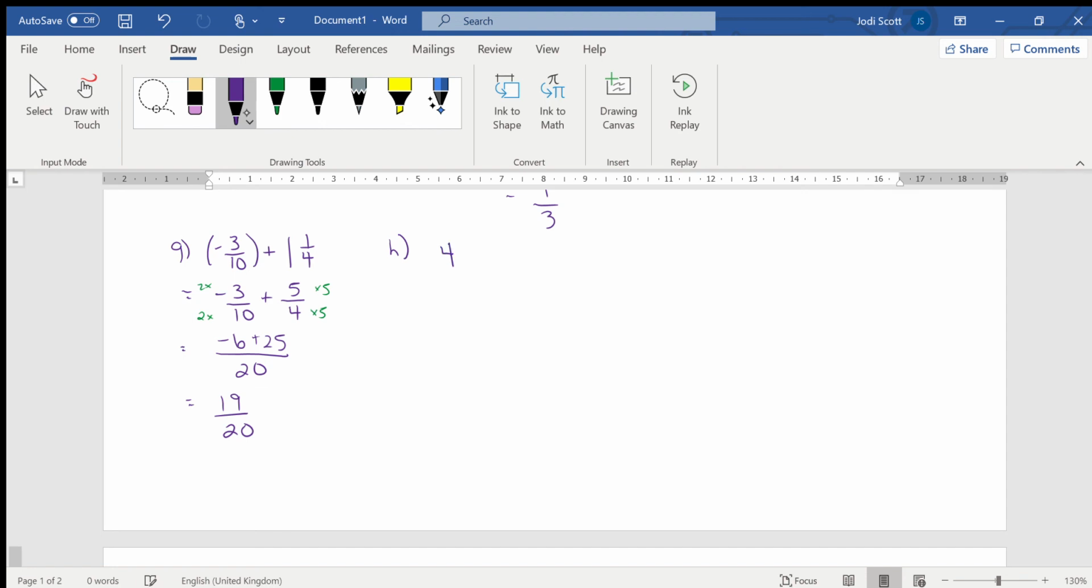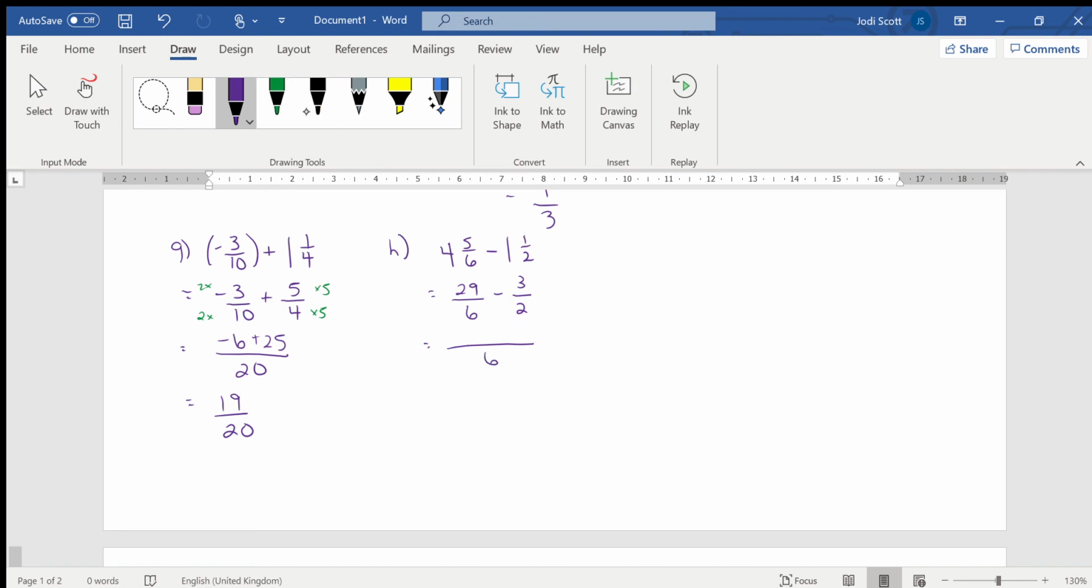H, we can do 4 5/6 minus 1 1/2. So again, we're going to have to change these mixed numbers to improper. So we've got what? 4 times 6 is 24, plus 5 is 29 over 6, and 2 times 1 is 2, plus 1 is 3 over 2. Okay, this one's an easy common denominator.